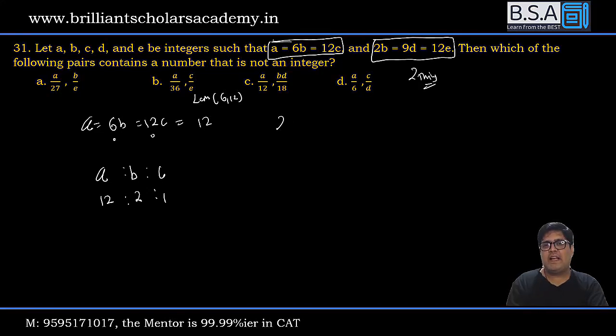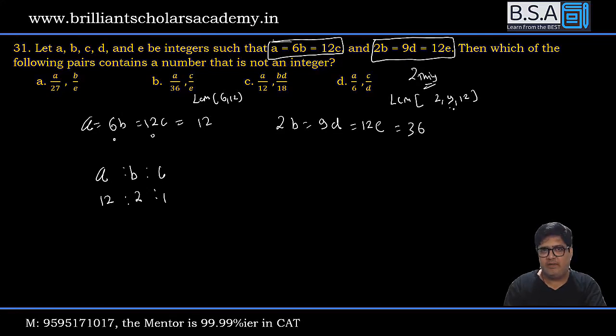If I look at the second one, 2B is equal to 9D is equal to 12E. Slow down. You need the smallest multiple of 2, 9 and 12. What is the smallest multiple? 36. You need to know table of 9 and 12. That makes B is equal to 18, D is 4 and E is equal to 3. Creating ratios. Ratio, proportion, variation, the first lecture.